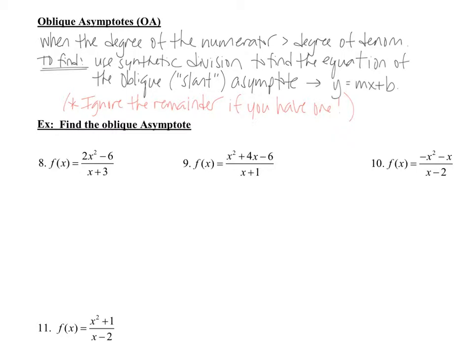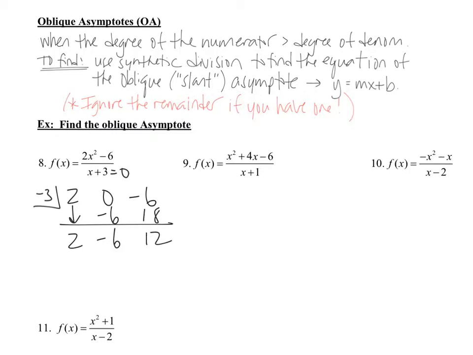Remember, you start by setting the denominator equal to 0, so I'm going to use -3 in the box, just like we did last chapter. Line up the coefficients of the numerator here, which are 2, don't forget the 0, and -6. Bring down the 2, gives me 18 and 12. I have a remainder in this. Remember, what we're supposed to do if there is a remainder is ignore it. I'm going to ignore this 12. And that means that my oblique asymptote is y equals 2x minus 6.